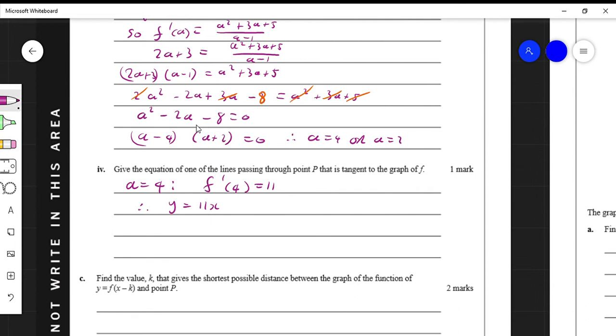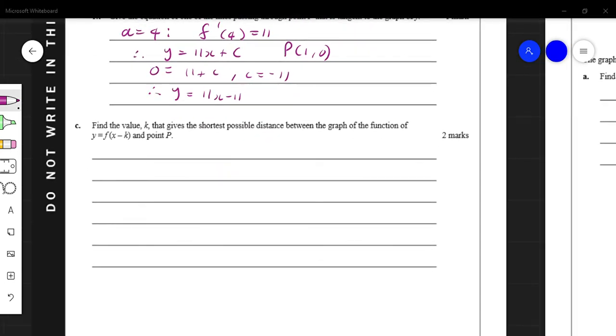This should be like autopilot really, once you have your a value, because this should be pretty familiar. So y equals 11x plus c, but we know the point 1, 0, so you can substitute that in. 0 equals 11 plus c, c equals negative 11, so therefore y equals 11x minus 11 is an equation of one of the lines passing through P that's tangent to f. There's another one for the other a value, but it only asks for one.